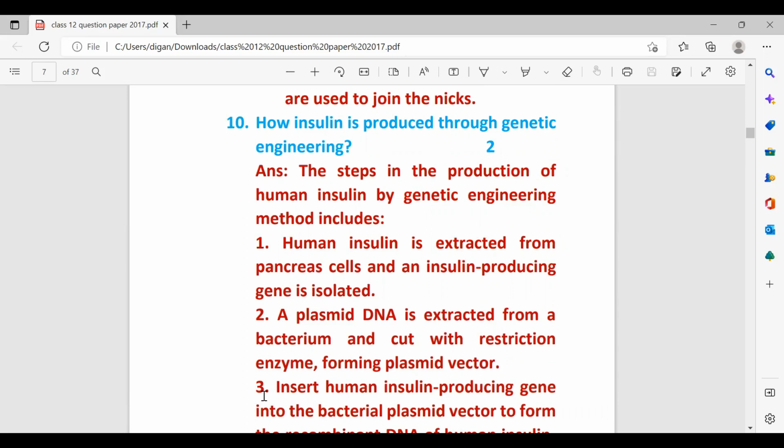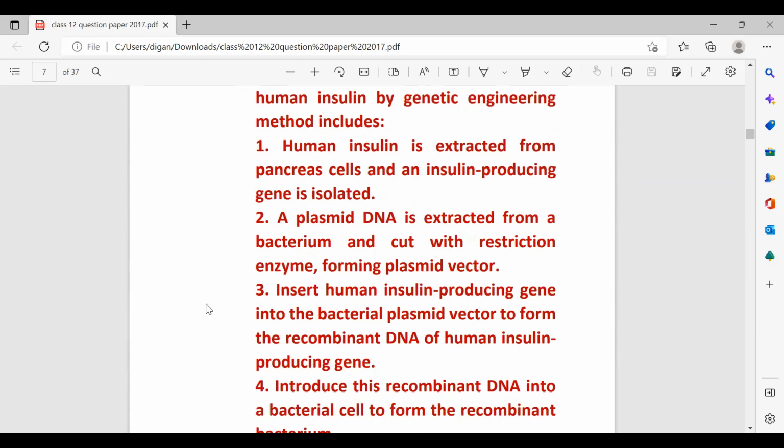That is called genetic engineering. So, the steps for production of human insulin: first, the human insulin gene is extracted from the cells of the pancreas. Then, plasmid DNA is extracted from a bacterium and cut with a restriction enzyme, forming the plasmid vector.